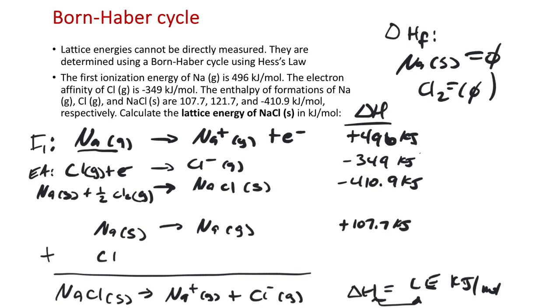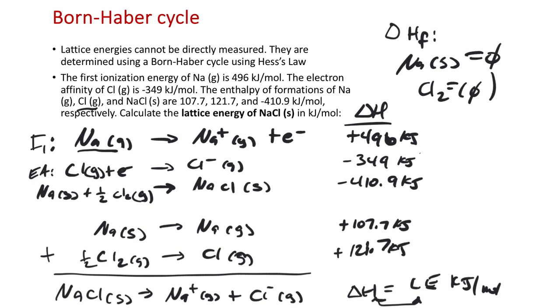And then the Cl gas delta HF, I'm going to write that here. This will come from a half Cl2 gas. So this is just forming Cl gas as the product, 1 mole of it. So the delta H of this reaction is plus 121.7 kJs.